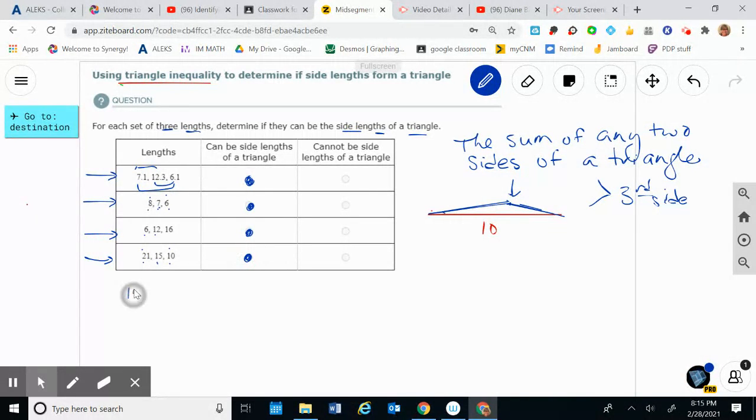But let me show you something that would not work. So say you had 9 and 1. This doesn't work because 1 plus 9 is equal to 10. And it can't be equal, it has to be greater. So this would be no. Okay, 10, 7, 2. That wouldn't work either because 7 and 2 is 9. 9 is less than 10. So that would be a case of no.